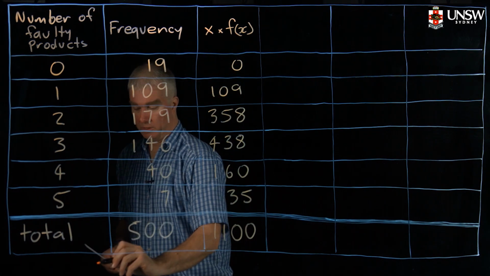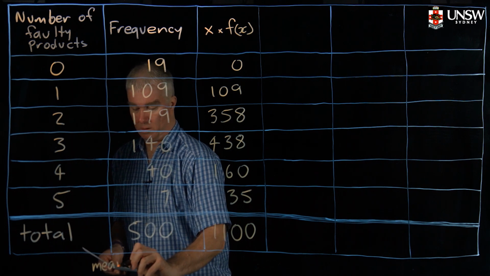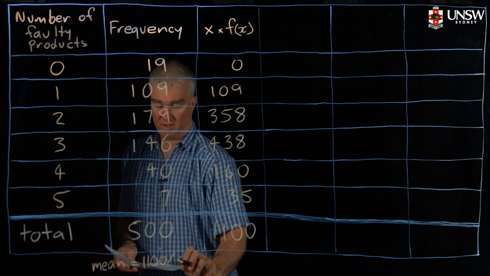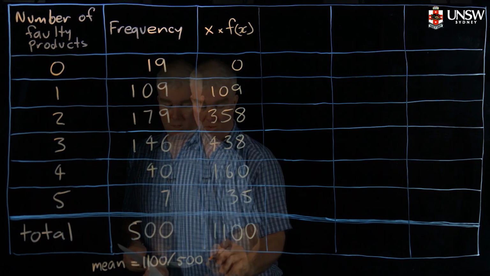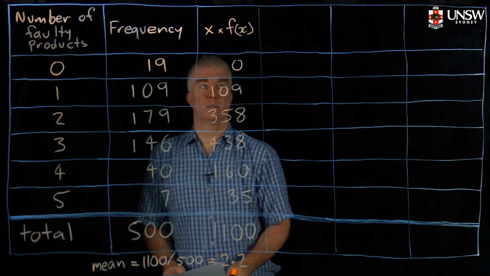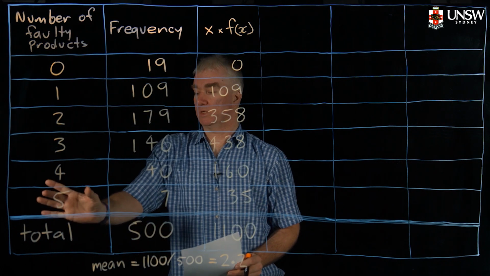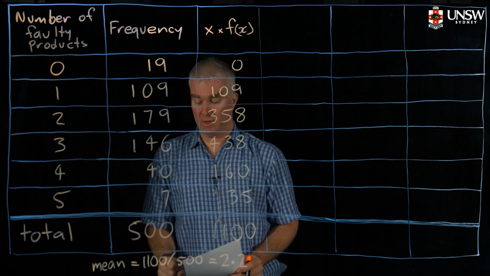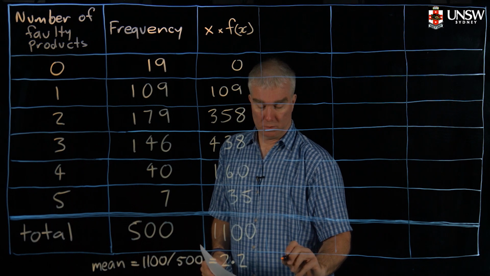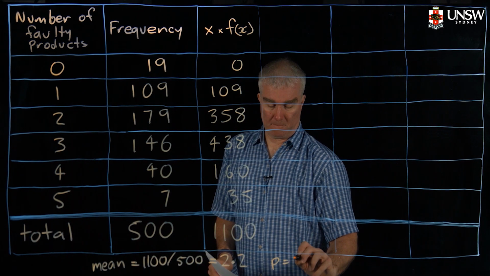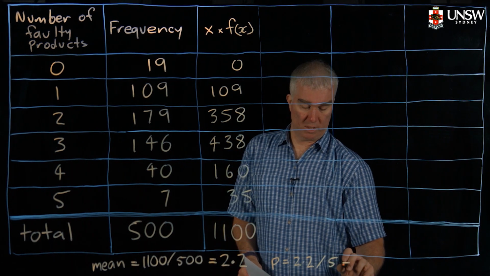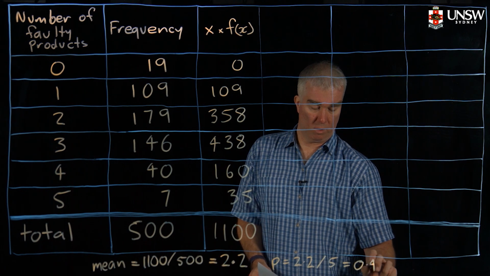So therefore, the mean is equal to 1,100 divided by 500, which is equal to 2.2. Now, these were taken from groups of 5, so therefore the probability that one is actually faulty is 2.2 divided by 5, which equals 0.44.